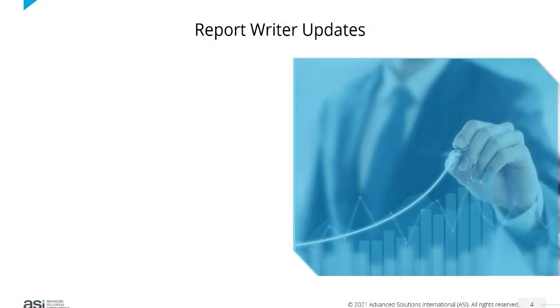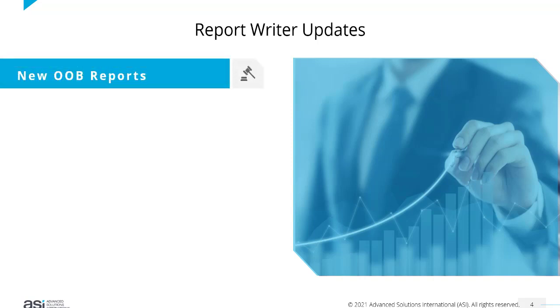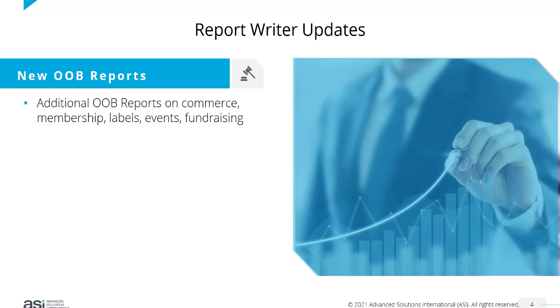Moving on from finance, we also have some report writer updates. For those that have report writer module or are looking to get report writer, now we have a number of new out-of-the-box reports. We've been working on developing the reports in Report Writer from our existing reports you see in Continuum as SSRS reports. So now there are additional reports on commerce, membership, labels, events, fundraising, and so much more. You can duplicate and customize those out-of-the-box reports as well.